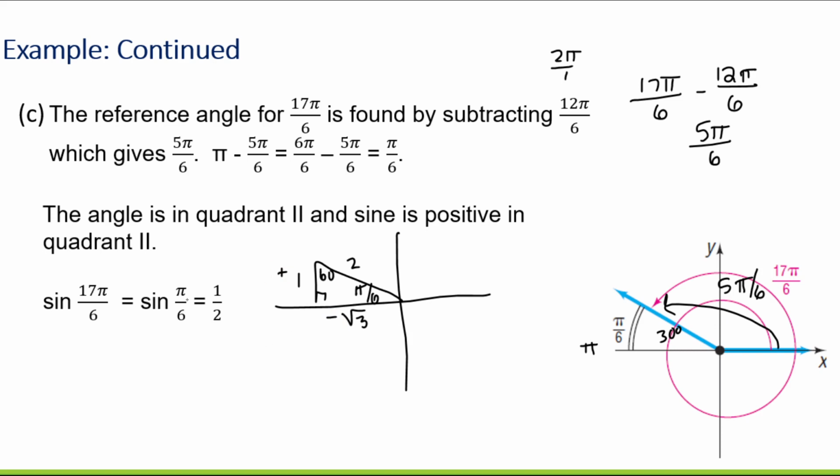We're looking for the sine of 17 pi over 6, which is equivalent to the sine of pi over 6. And so that is y over r, which would be 1/2. All right, let's look at another example.